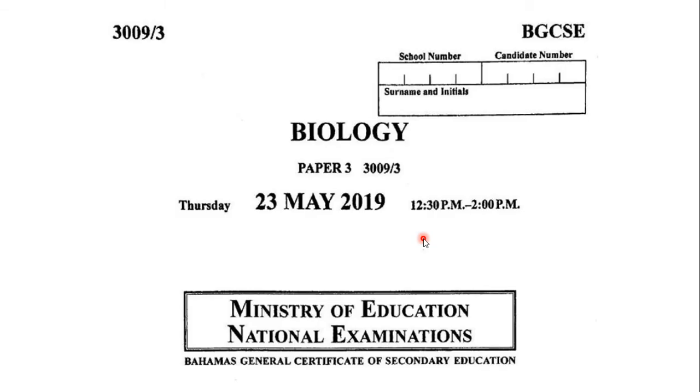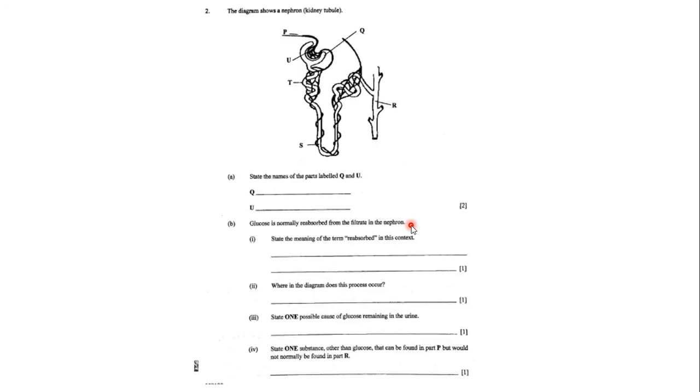Well, if we consider a biology past paper, this is paper 3 of the BGCSE examination. This is biology paper 3, the 2019 paper. If we look at question number 2 on this paper, we find a diagram of a nephron and questions based on this diagram.